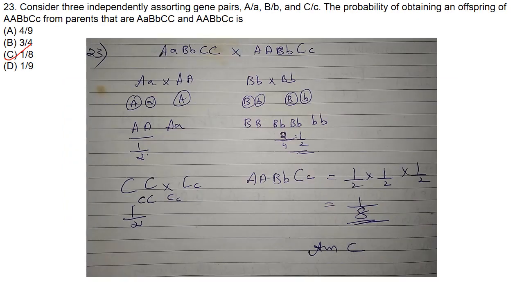Then consider three independently assorting gene pairs A, B, C. The probability of obtaining an offspring with two heterozygotes from parents that are... they have given the genotype of the parents also. I am not reading that. You can read it on your own.